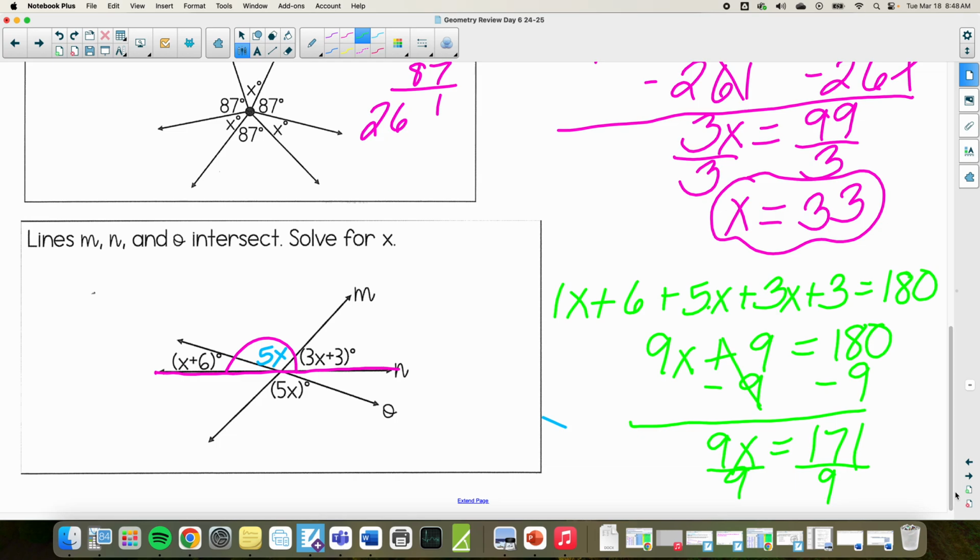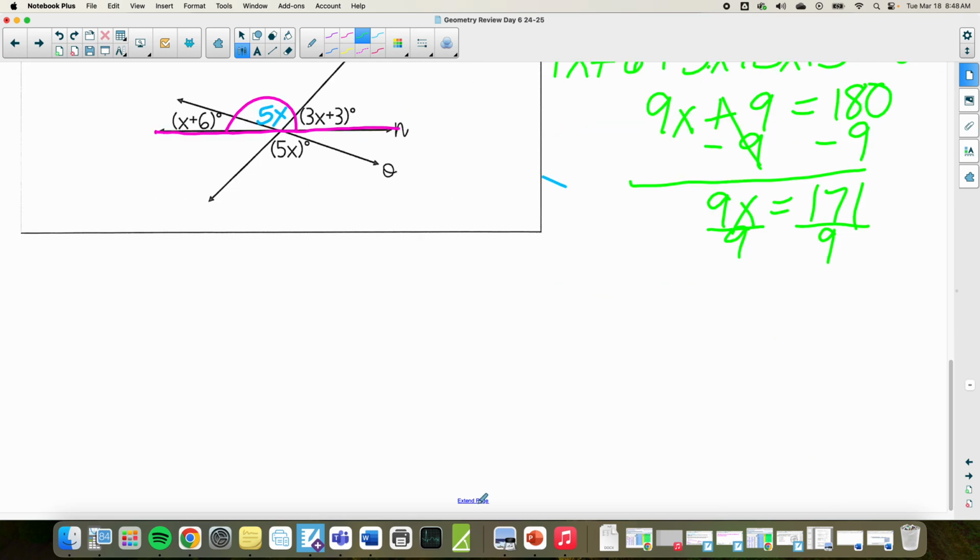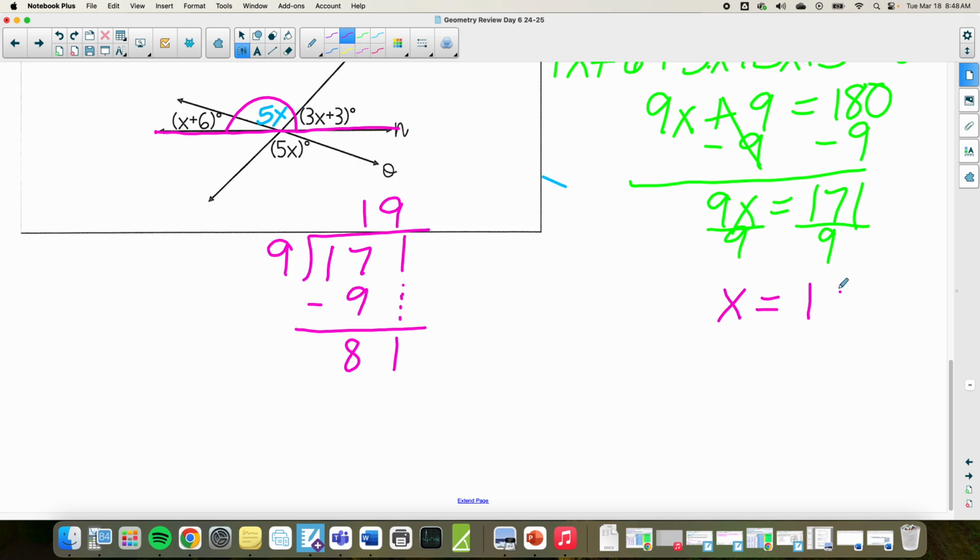And if you divided that out, 9 into 171, 9 goes into 17 one time. When I subtract 9, I'm going to get 8. Bring this 1 down. 9 goes into 81 9 times. So x would be 19, and is that what they wanted us to solve for? It is. So that is our answer.